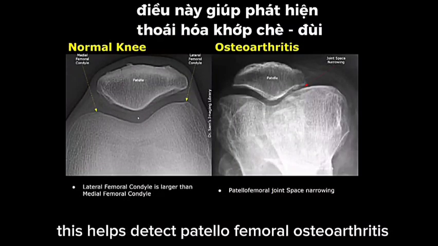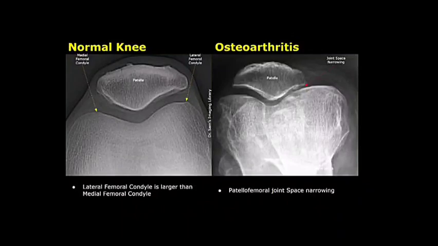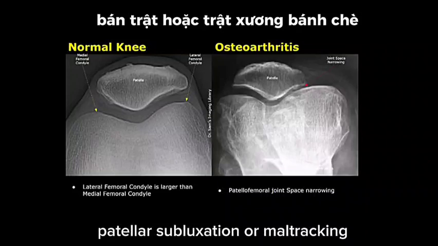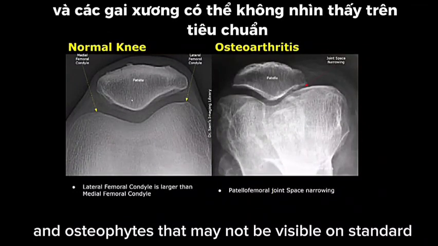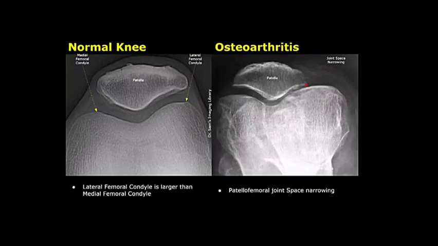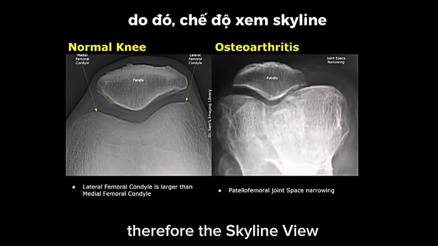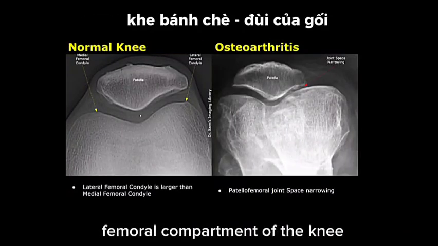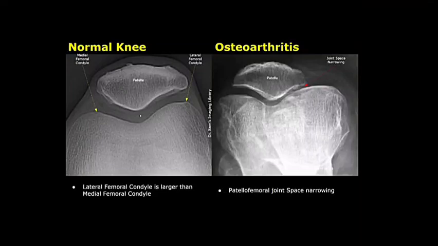This helps detect patellofemoral osteoarthritis, joint space narrowing, patellar subluxation or maltracking, and osteophytes that may not be visible on standard AP or lateral views. Therefore, the skyline view provides a more detailed assessment of the patellofemoral compartment of the knee.